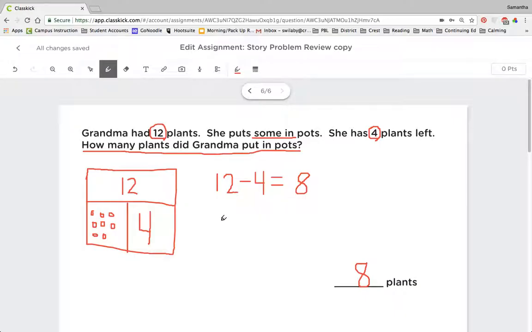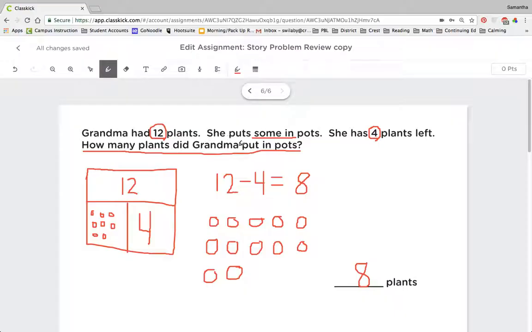I'll show you one more where you could draw a picture. I can start with my whole that she had 12, so I'll draw 12 circles representing the plants. Remember, mathematicians, when they draw pictures, they don't take time to draw out pretty plants. Although sometimes that's fun, and if you have lots of time, you could do that. The more efficient way to do it is to just draw circles. So I drew 12 circles.